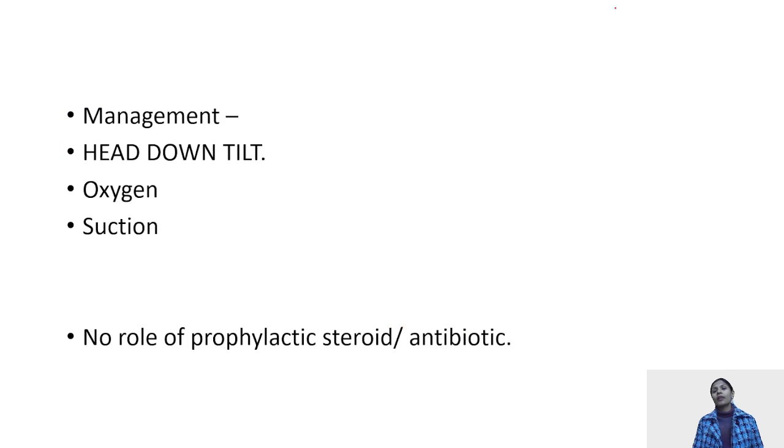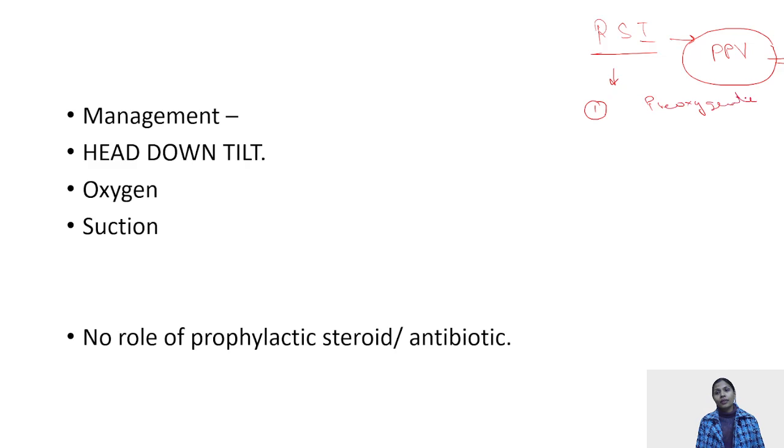Rapid sequence intubation means that we have to intubate the patient rapidly. The time for positive pressure ventilation has to be minimal in such patients such that gastric insufflation is minimal. What we do is, the first thing, we pre-oxygenate the patient properly. When you have to give RSI, pre-oxygenate the patient and let the patient breathe on his own spontaneous ventilation.